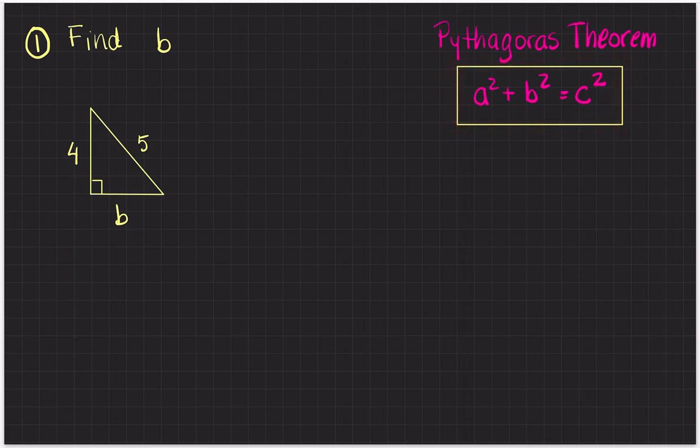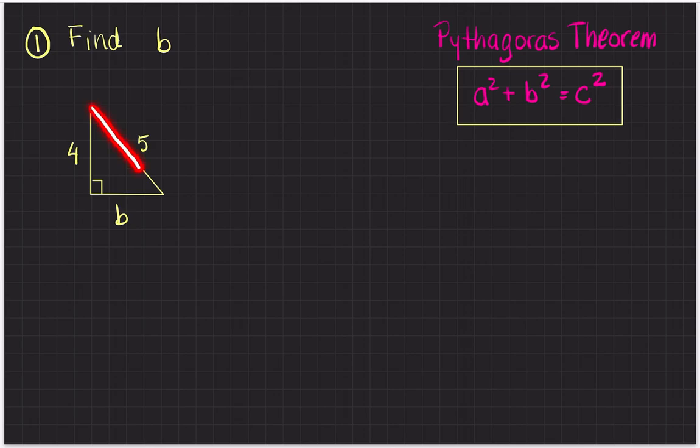A and B are the sides of the right triangle. They're also called legs. So the legs of the right triangle. And C will always be the hypotenuse. So what's my hypotenuse in this right triangle?